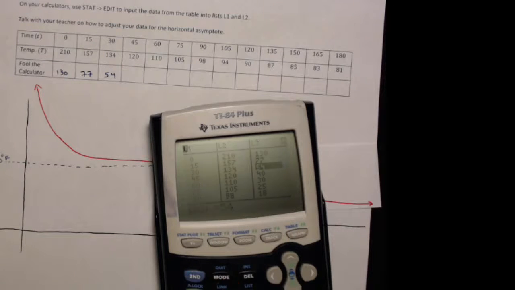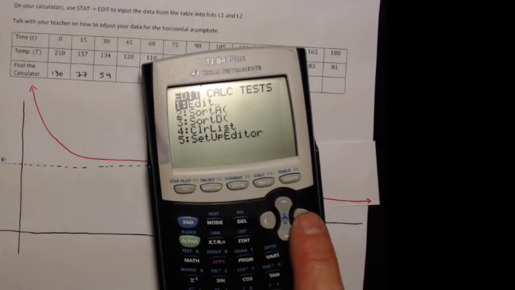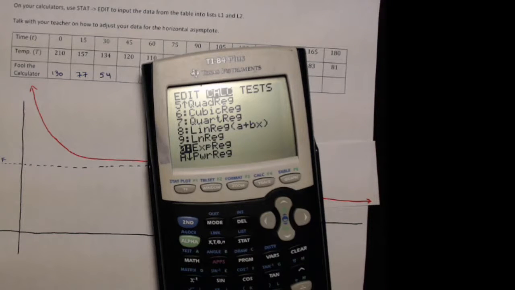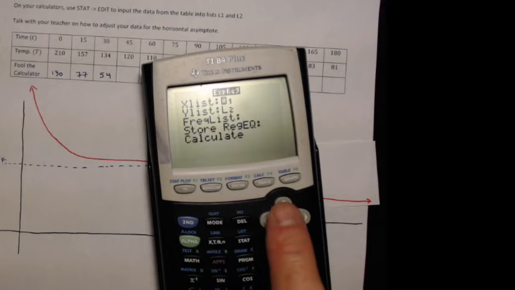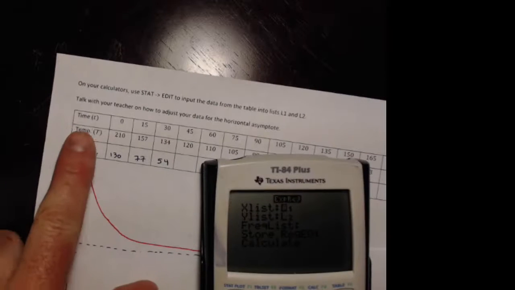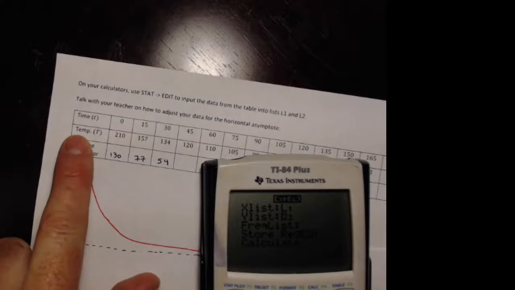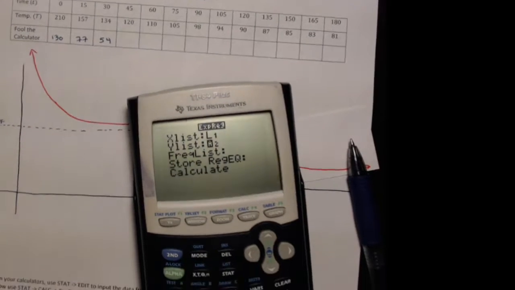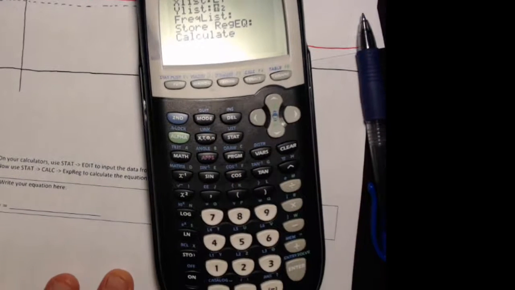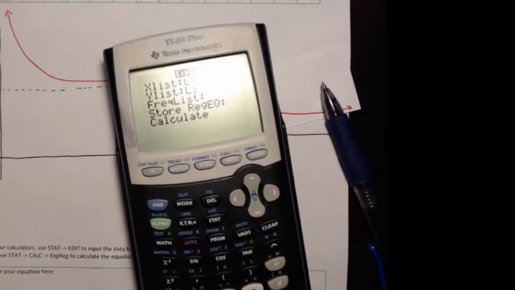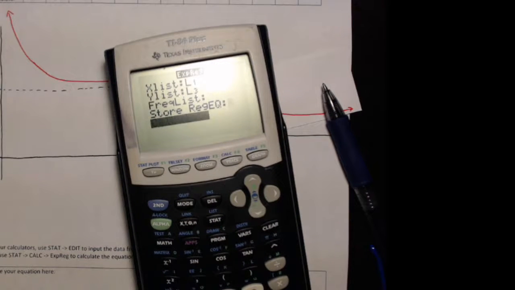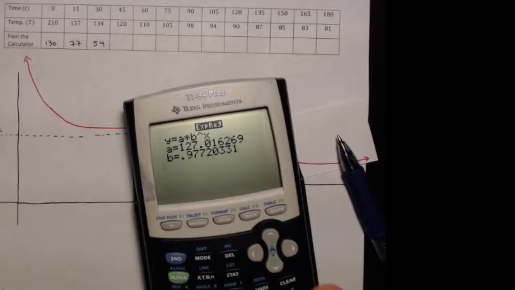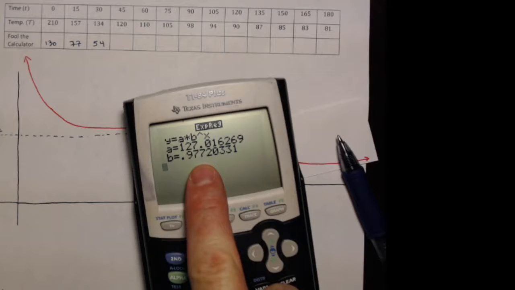Okay, so quit out of there. Now go into stat calculate down to exponential regression, which is right there. And notice the X list is list 1. That's time. We still want to use that. And notice our Y list, it says list 2. We want to change that. We want to change it to list 3 here. So if we hit second 3, now that's going to use list 3 and calculate that. Okay, so for today's credit, I just want you to take a picture of your calculator showing me this information.